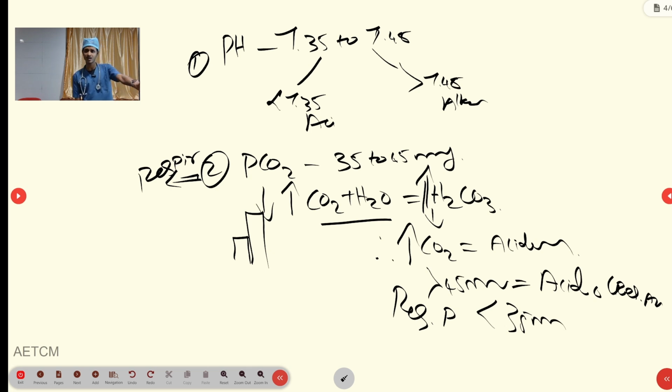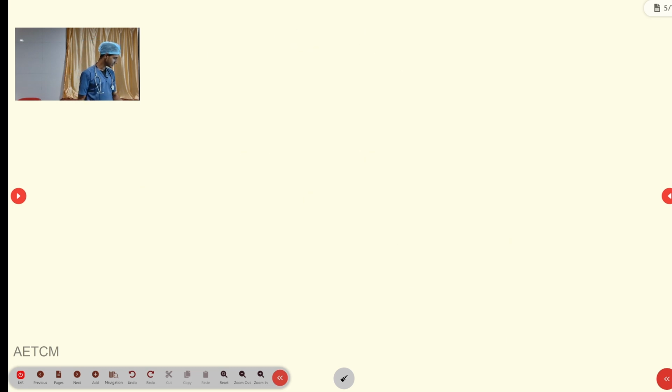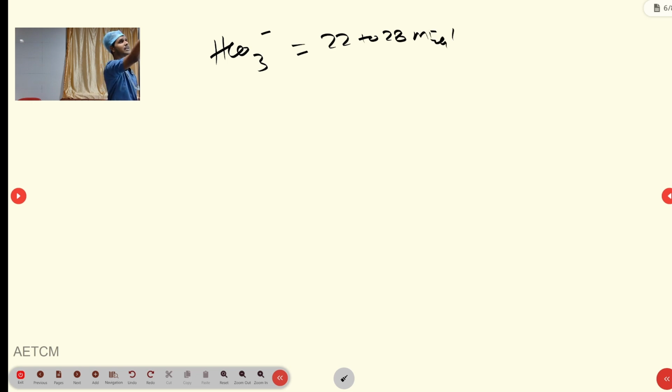So you just remember the normal physiology. If it is going more than 45, or there is increased carbon dioxide in your body, there is increased formation of carbonic acid, which leads to respiratory acidosis. Just opposite to that, less carbon dioxide and less carbonic acid lead to respiratory alkalosis. The third important thing is HCO3. We know it is bicarbonate, a base substance. The normal value is 22 to 28 milliequivalents per liter.